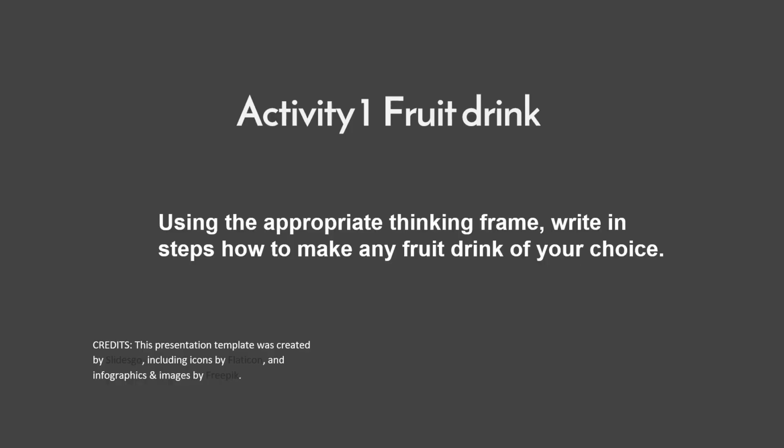Activity 1 is on fruit juice. Now quickly take this down in your note. Using the appropriate thinking frame, write in steps how to make any fruit drink of your choice. Pick an angle. You can decide to pick any fruit drink that you've had in the time past. I need you to use an appropriate thinking frame to write down in steps how to make that particular fruit drink that you have picked.